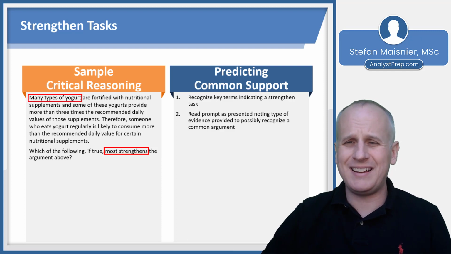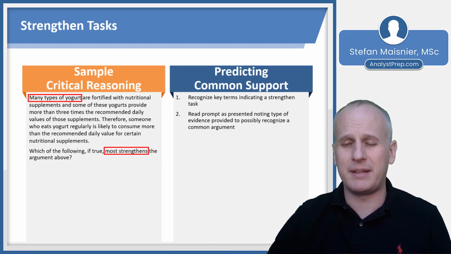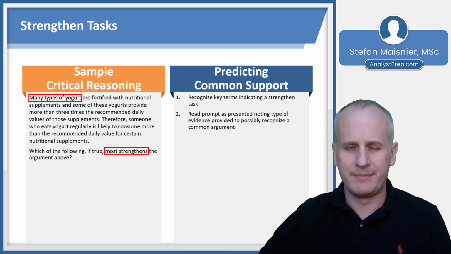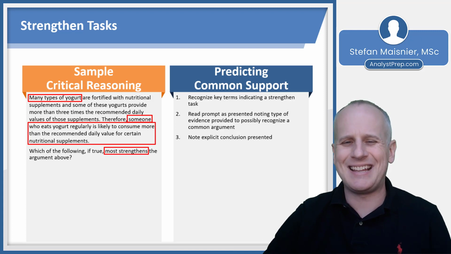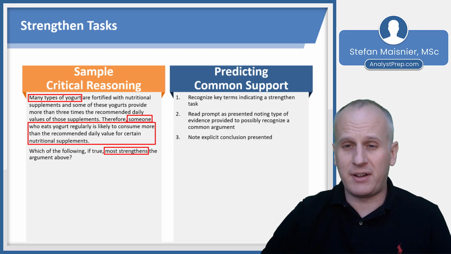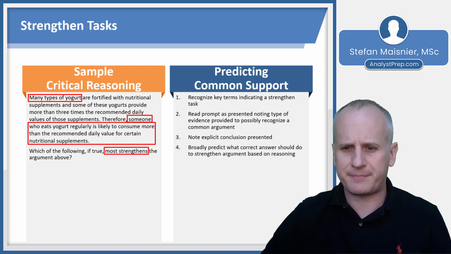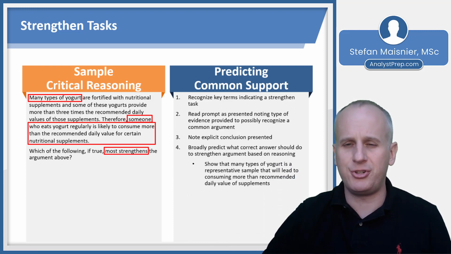So we've got this quantifier of many types of yogurt. And that may make us think that this sample is being extrapolated to another version or another size or another population in the conclusion. And we see in the conclusion that that's ultimately what's happening. We've got someone, so because of many types of yogurt, someone who eats yogurt regularly, another sample size, is likely to consume more than the recommended daily value for certain nutritional supplements. So we might be able to identify that common pattern of representation, and that will allow us to broadly predict what the correct answer should do to strengthen the argument based on the representation structure.